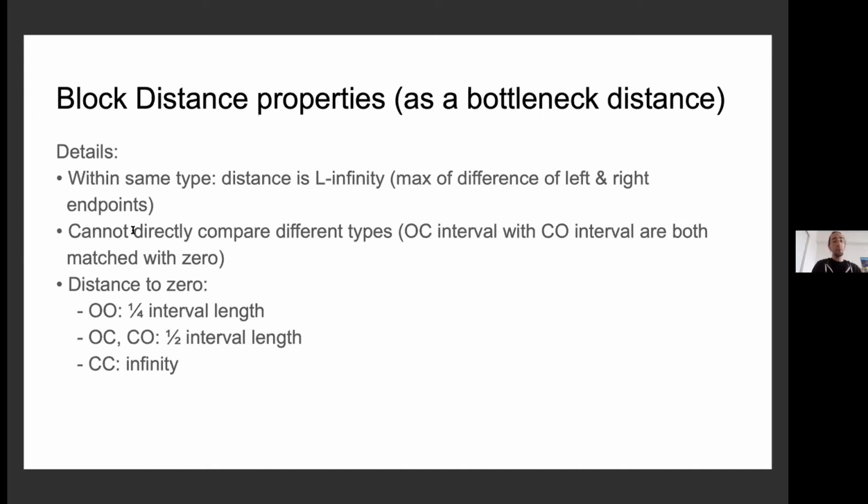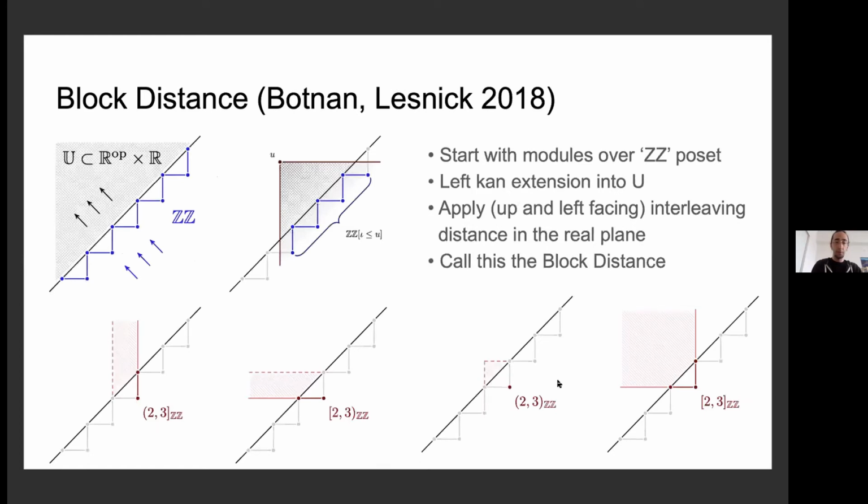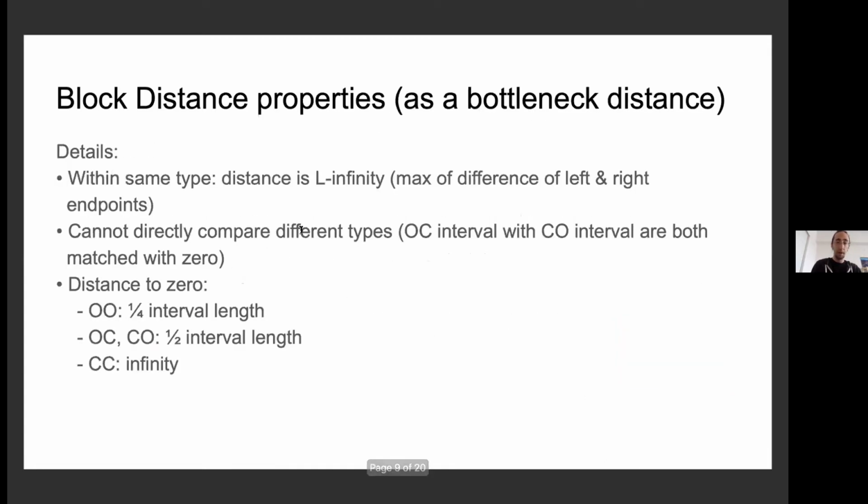You cannot directly compare different types. One argument for this is that if you just take any two qualitatively different shapes from here, their interleaving distance winds up being, if you want to compare them directly, infinite. So you cannot compare different types, which means that, for example, if you want to take an open-closed interval and compare it with a closed-open interval, your comparison winds up being matching both of them with 0. You just cannot compare them directly.